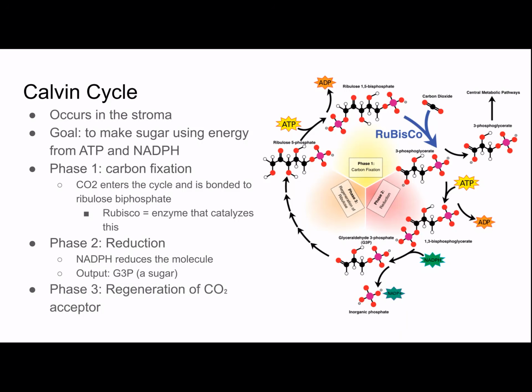Phase 3 is the regeneration of the carbon dioxide acceptor. So ribulose bisphosphate is remade. Remember, that's what was in phase 1. That's what carbon dioxide will bind to.